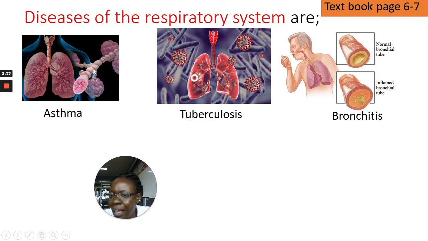So you see what happened. This one here affects the trachea or the windpipe, and this one affects the lungs. See, tuberculosis. And then bronchitis also inflames the tubes, so it makes them become narrow. Look at the normal one, and this one is inflamed. So somebody has difficulty with coughing or even breathing.